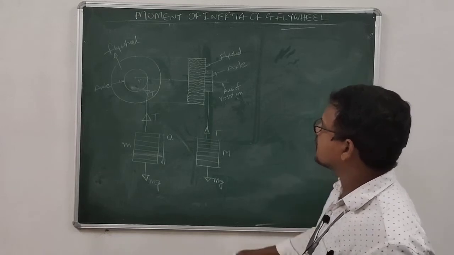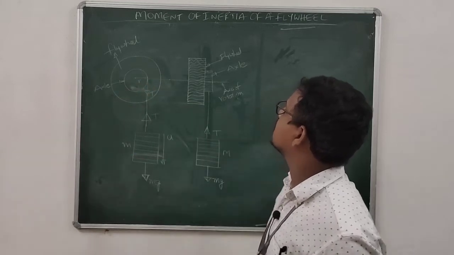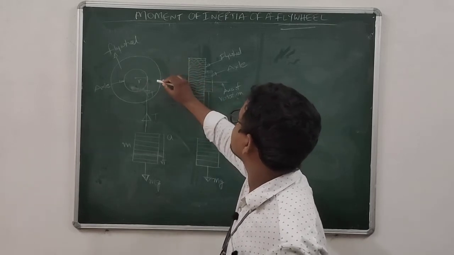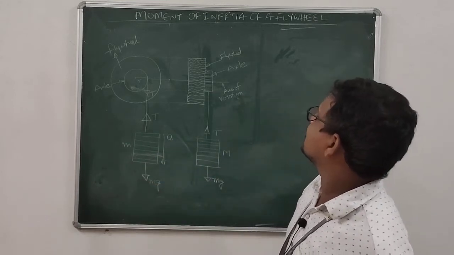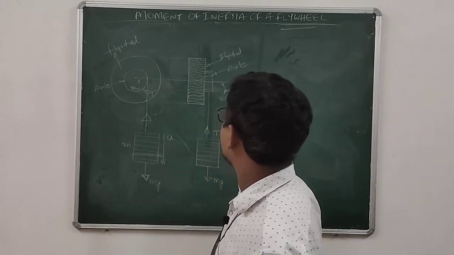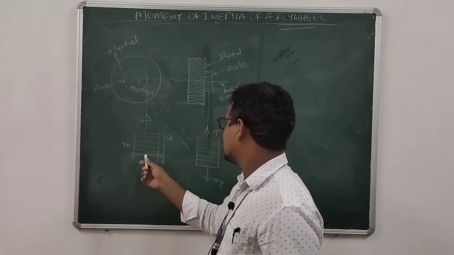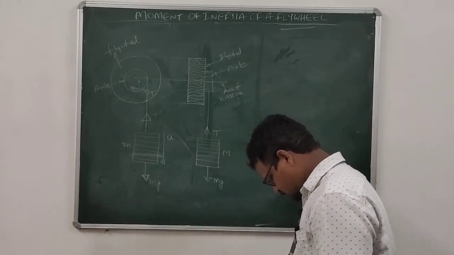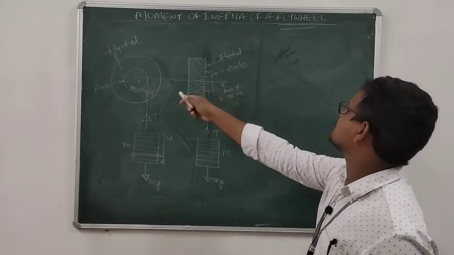Coming to this picture, this is the flywheel, mounted on an axle of radius small r. A string is wound around the shaft or axle, and at the end of it a mass small m is attached. The string has some tension due to the mass, capital T. Due to gravity, mg acts vertically downwards. This is the side view, with the axis of rotation, the axle, and the flywheel.